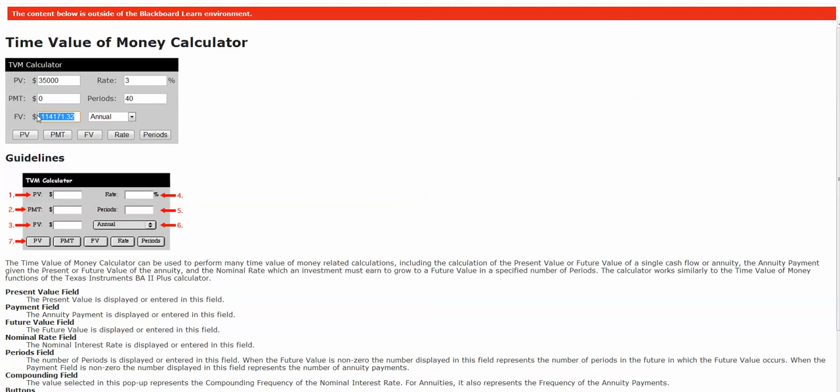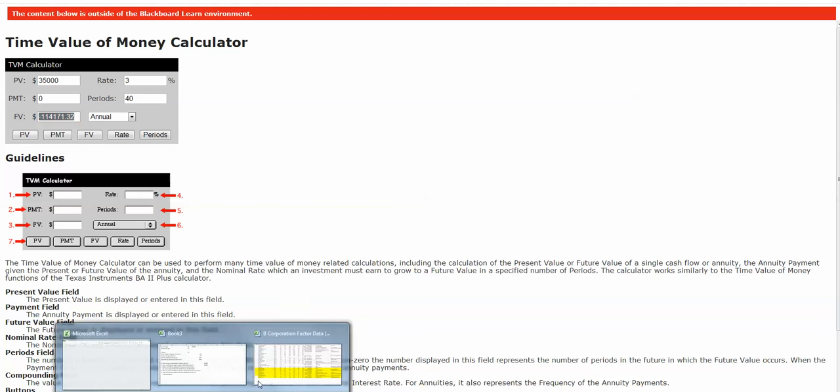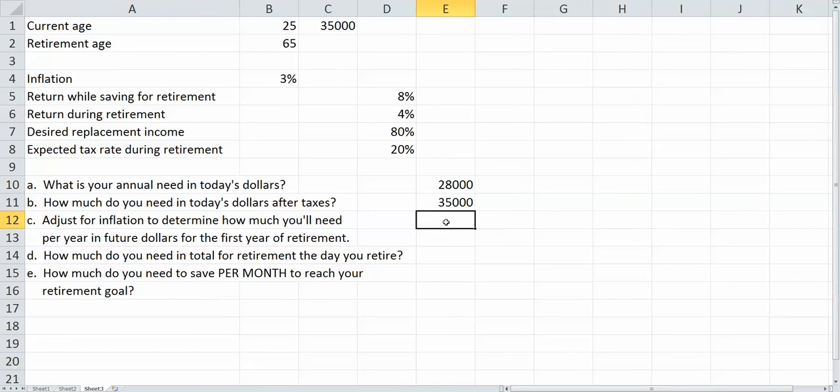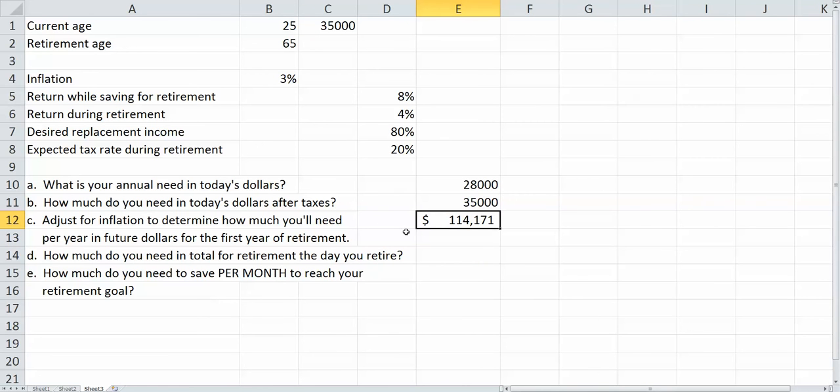So I'm just going to copy this number over and pop it back in Excel. And remember, whenever you work calculations on the time value of money calculator, it always returns a minus sign. If you watched my other videos, you'll be familiar with that. So for the very first year of retirement, I'm going to need to withdraw $114,171. Then, once I pay taxes on it of 20%, that remainder will be equivalent to $28,000 in today's dollars.